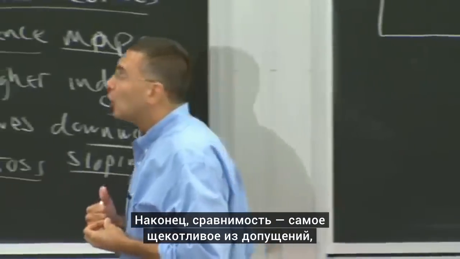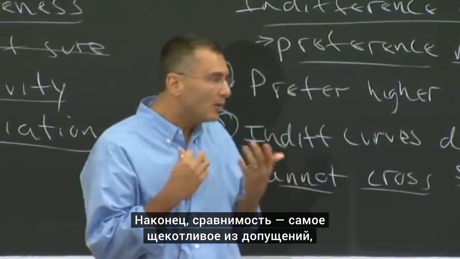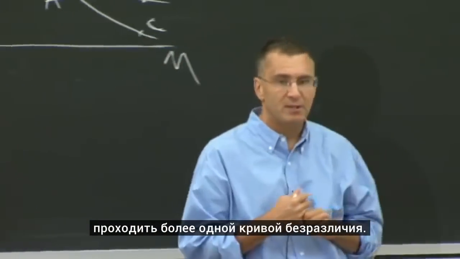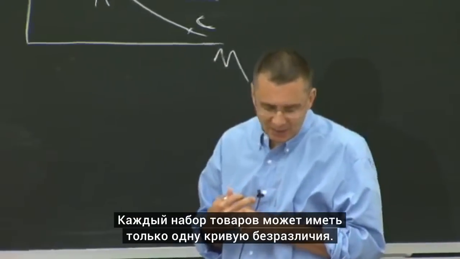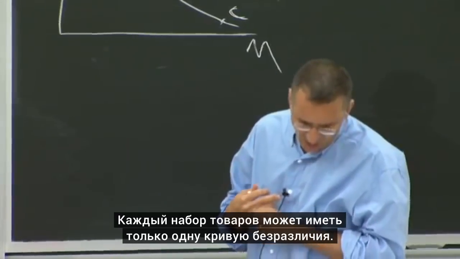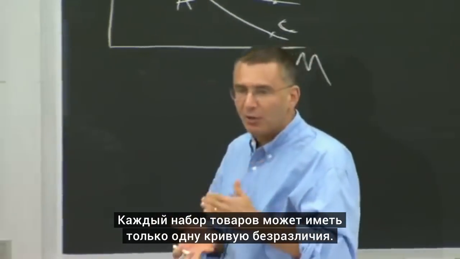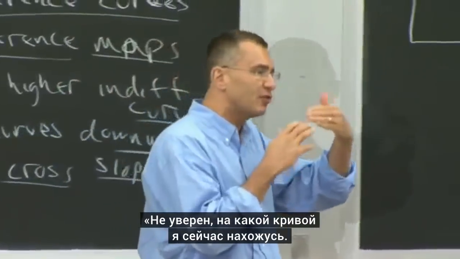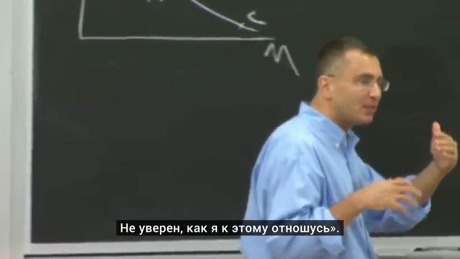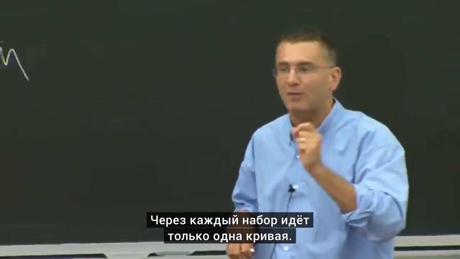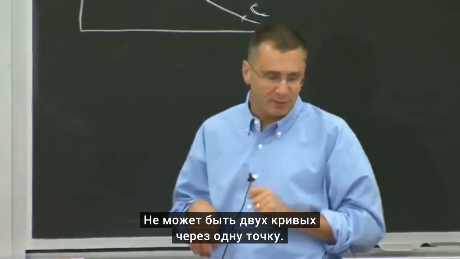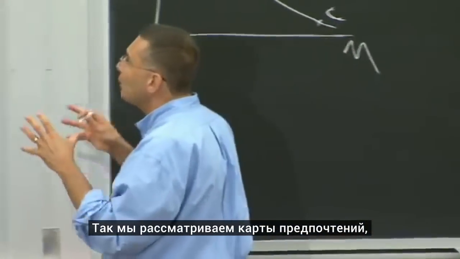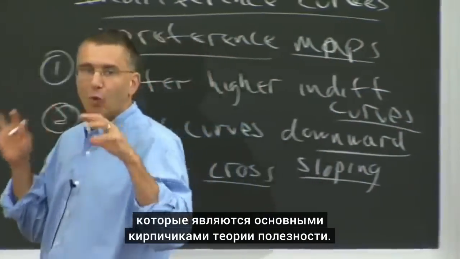And finally, completeness, which is the most awkward of these assumptions, simply means you can't have more than 1 indifference curve through a point. Okay? So basically, every possible bundle has 1 indifference curve. You can't have 2 indifference curves through it saying, I'm not sure which indifference curve I'm on, I'm not sure how I feel about this. You know how you feel. There's 1 indifference curve through every bundle. There's not 2 indifference curves through a bundle. Okay? So this is the way we think about preference maps, which is the core building block of utility theory.